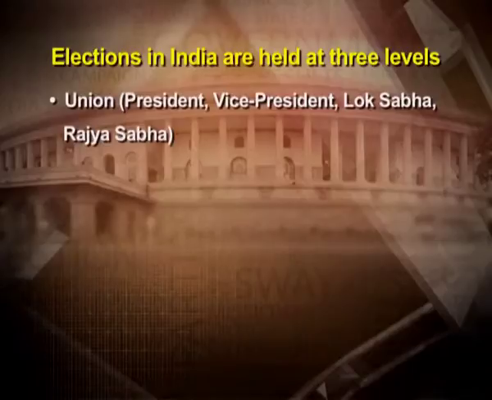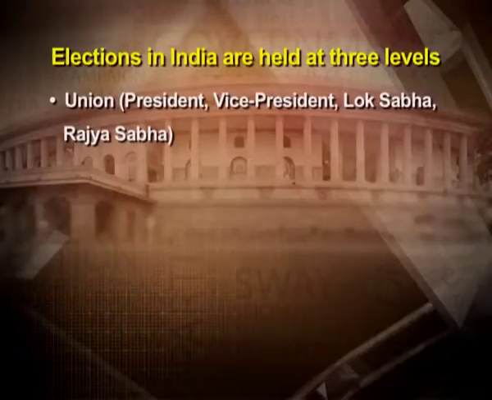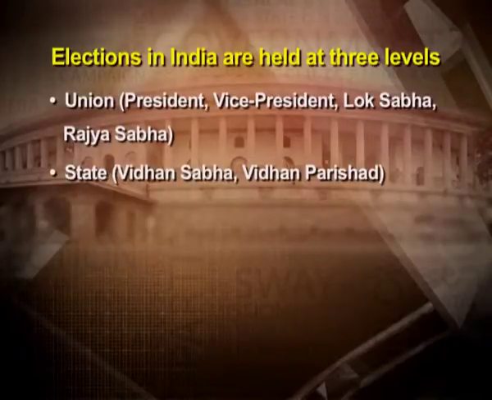1, the central or the union level, the elections for the office of President, Vice President, Lok Sabha and Rajya Sabha. These 4 elections are at the union level. Then at the state level, we have the elections to the Vidhan Sabha and the Vidhan Parishad. Not many states have the Vidhan Parishad anymore, but whatever states, and we will look at those states later, have the Vidhan Parishad, those elections are also state level elections.